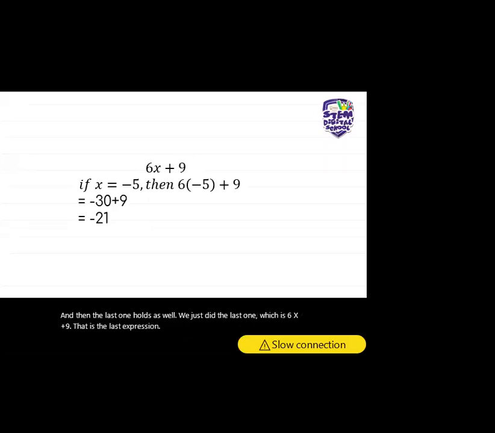That is the last expression that we have done. Once again, you can tell that if you substitute x, which is equal to -5, you get 6 into -5 plus 9. Remember that 6 times -5 is -30. And -30 plus 9, once again, you are subtracting a bigger number from a smaller number. And of course, this will be -21. -21 will be the answer.